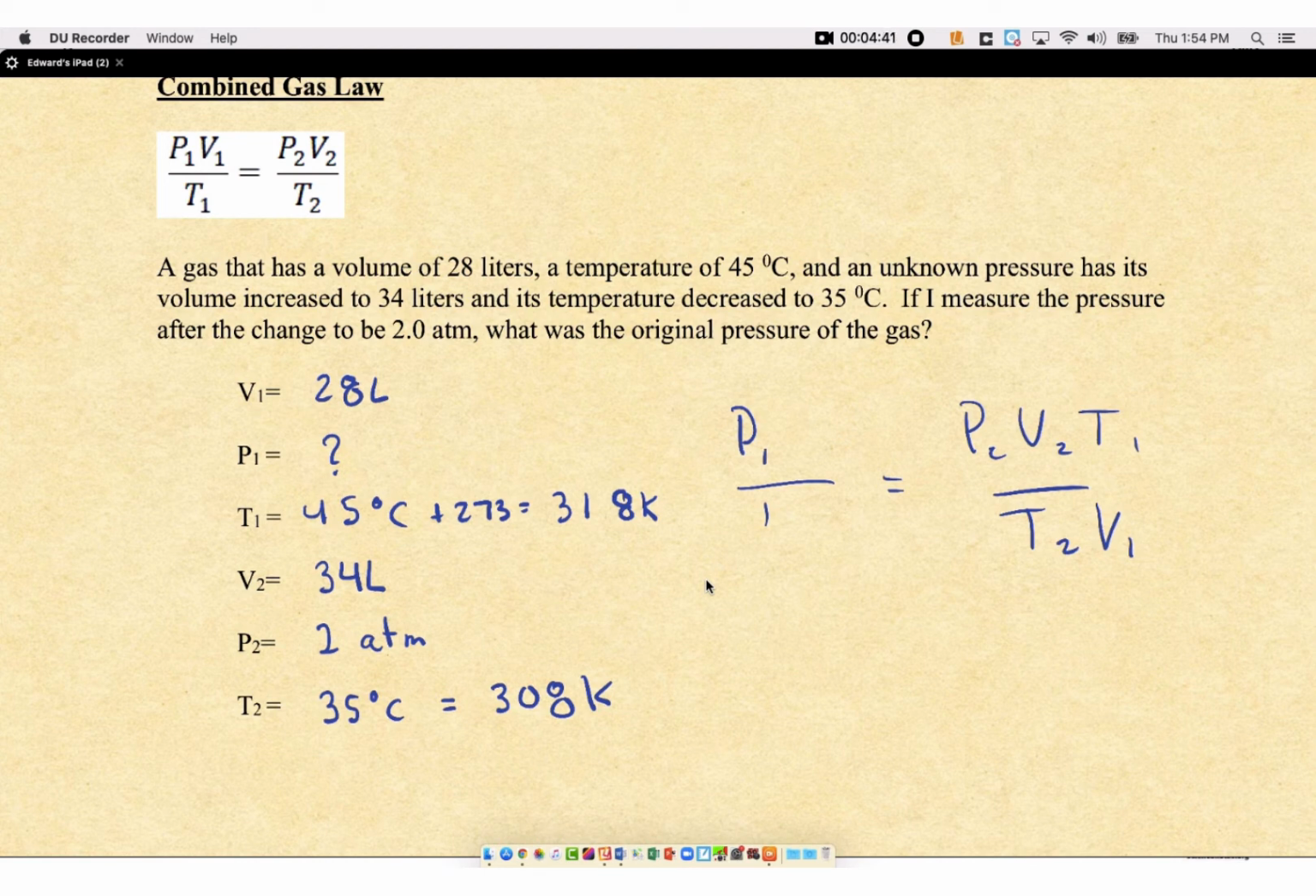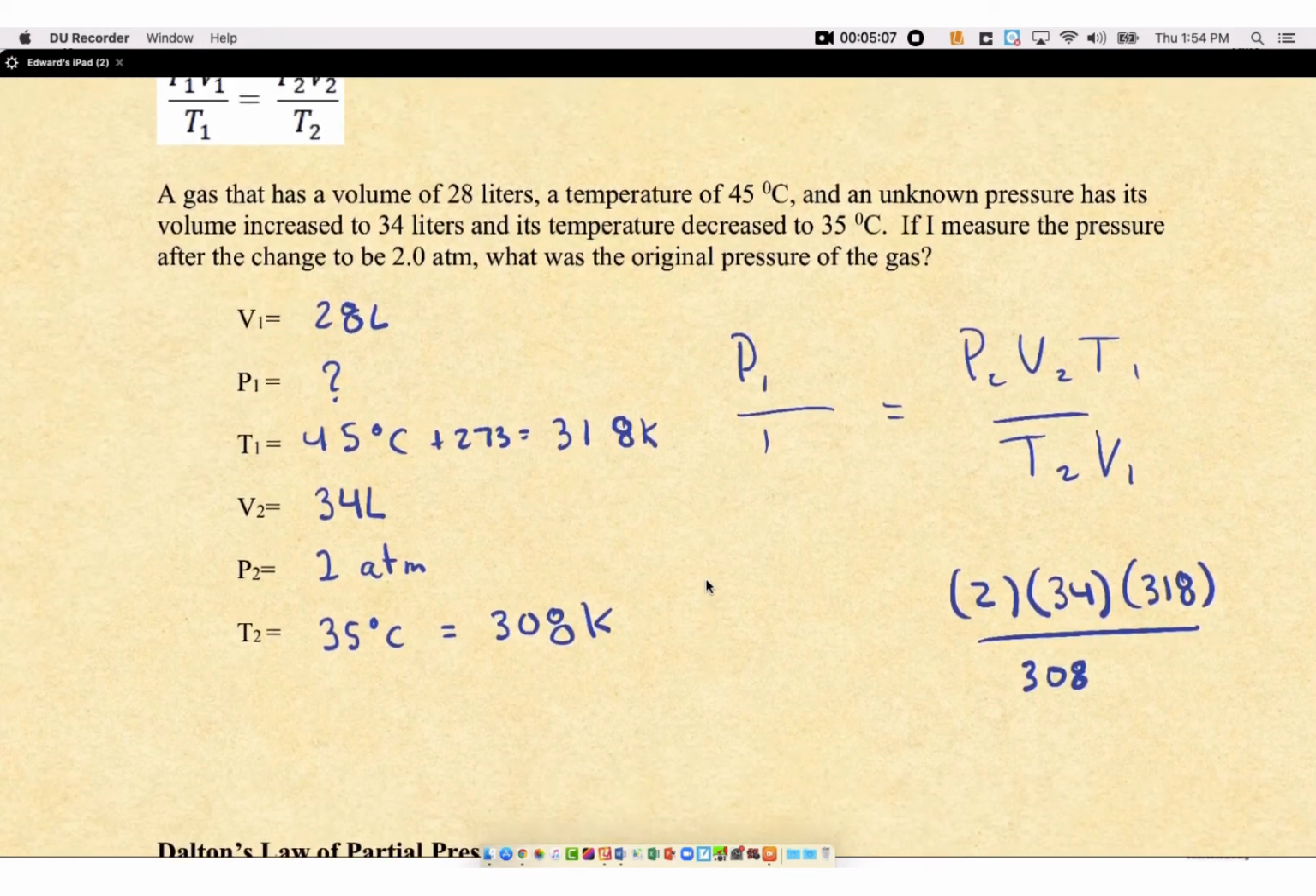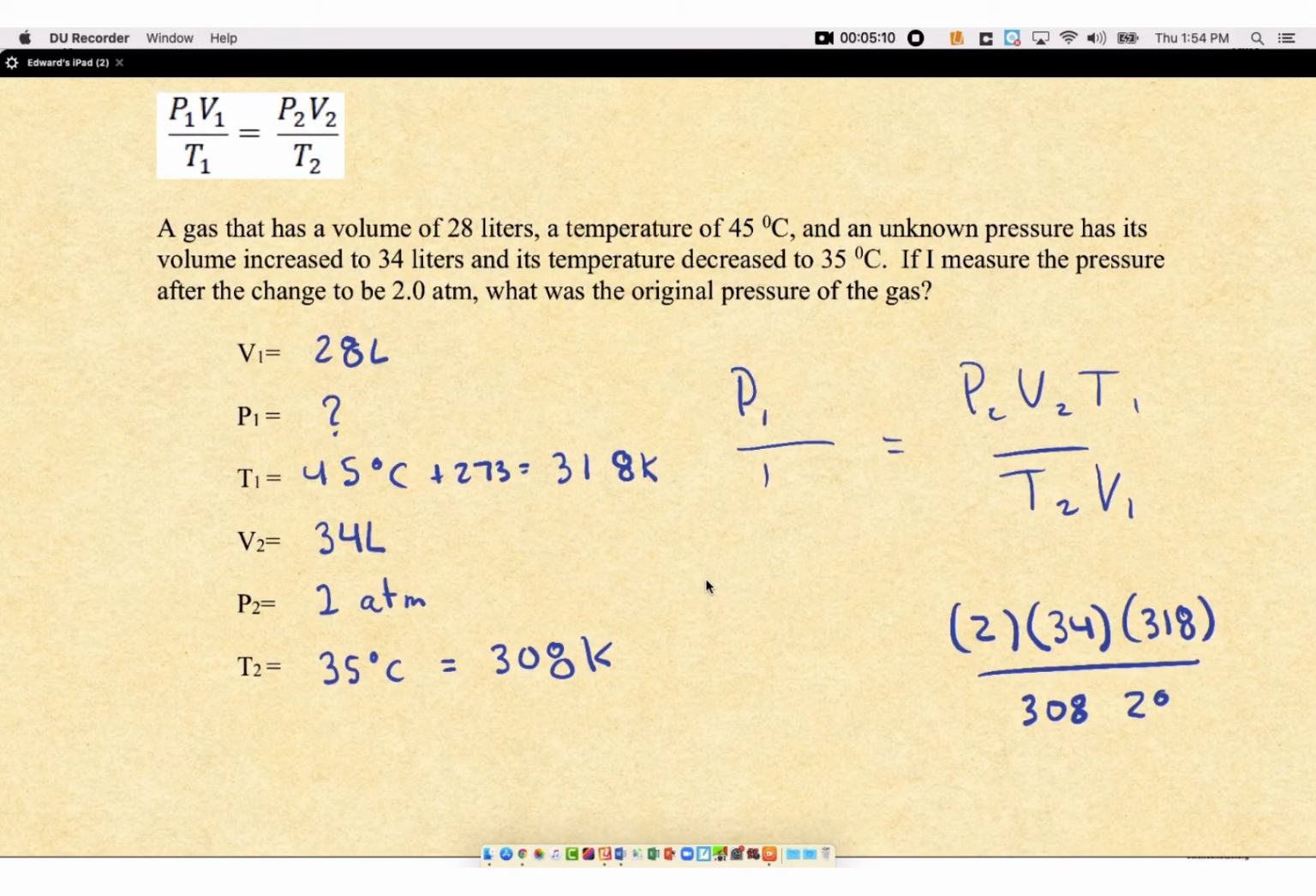Okay, make sure everything's in the right place. So let's start here on the top. P2, 2 atmospheres. I try to match them up so they match the paper. V2 is 34. T1 is 318. T2 is 308. And then V1 is 28. I'm trying to match them up like an above-below thing so they're in the right spots. That way I can keep track of everything. It just makes it easier. Okay, let's plug this in.